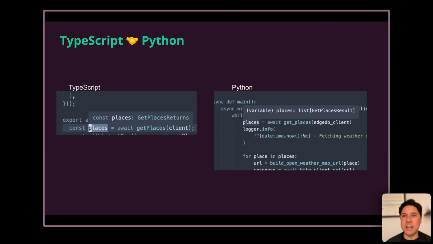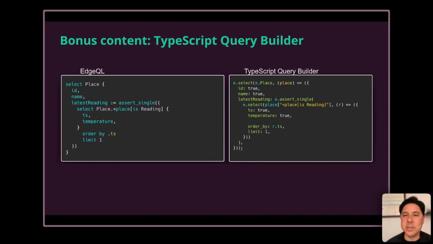Since we have a little bit of time left here, let's also take a look at another generator available in TypeScript, the Query Builder. The Query Builder is a code-first way of writing EdgeQL queries. This query selects each place in the database and computes a link to the latest reading if any exists. We intentionally keep the Query Builder semantically as close to EdgeQL as possible too. You can see how it reads very similarly to the handwritten EdgeQL on the left.